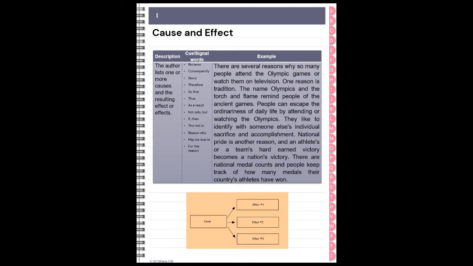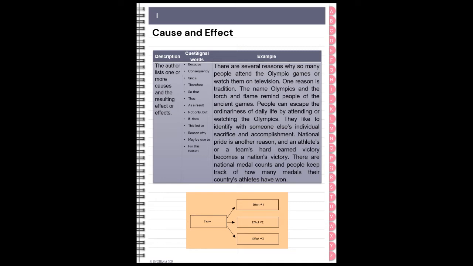There are several reasons why so many people attend the Olympic Games or watch them on television. One reason is tradition. The name Olympics and the torch and flame remind people of the ancient games. People can escape the ordinariness of daily life by attending or watching the Olympics. They like to identify with someone else's individual sacrifice and accomplishment.